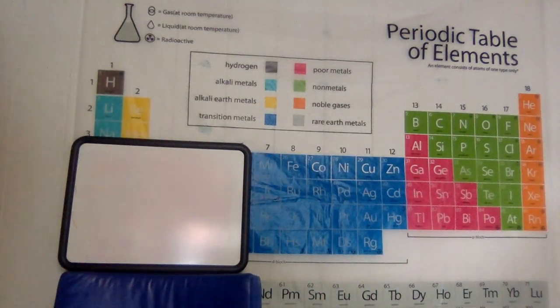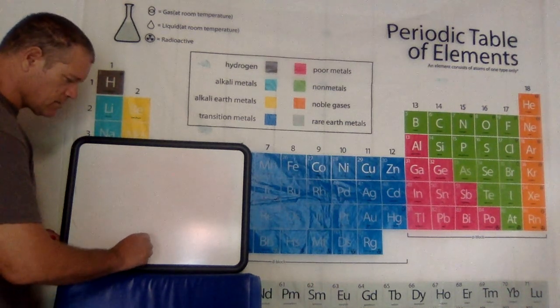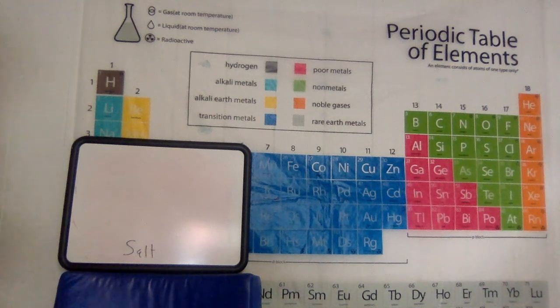So let's draw a simple thing: salt. Is there an atom of salt? Or not one, but you gotta mix them. There's no such thing as an element of salt or an atom. Salt is a compound. It's two kinds of atoms.